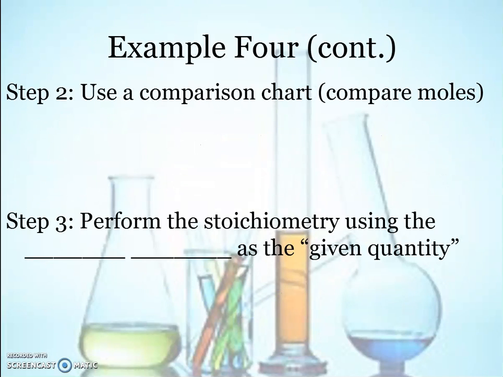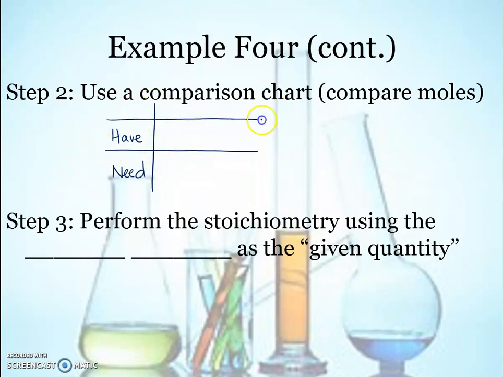Okay, so now we're going to use a comparison chart to compare our moles. All right, so we have and we need. Okay, have versus need. So let's look at these. All right, NH3. We have, we said on the previous screen, 1.174 moles, and we need 4 completely. Okay, and with O2, we have 0.9375 moles, but we need 5 moles.